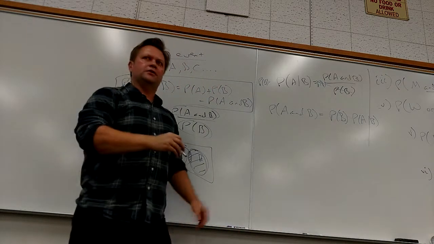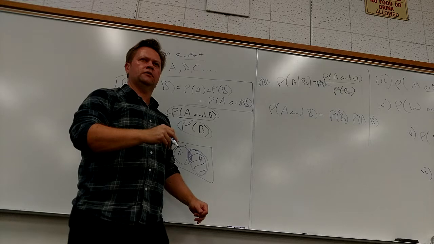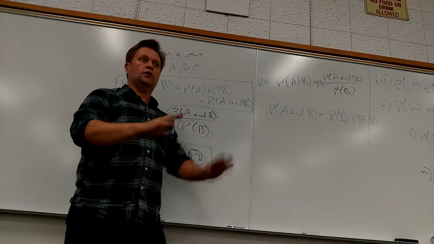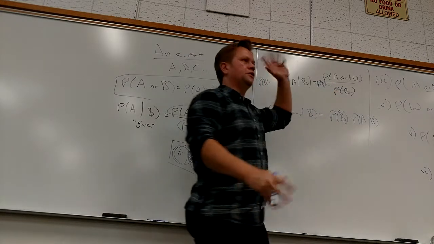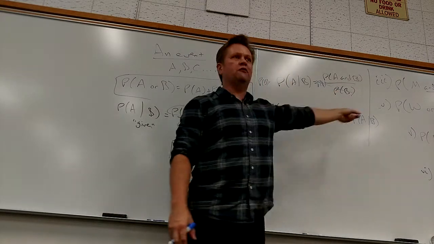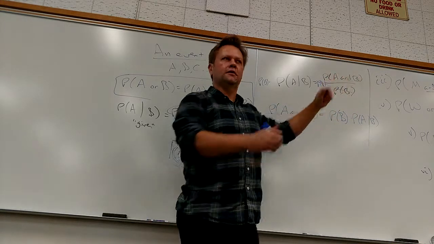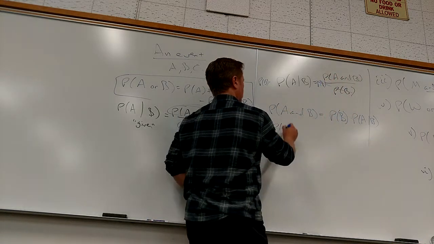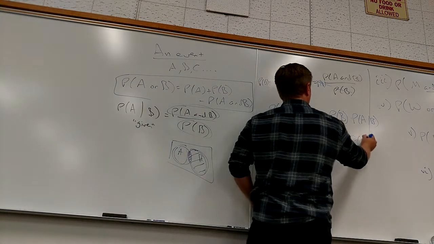Let's see if you guys can handle this. Everybody all right? Okay. Do you realize we just made a formula for and? Probability of A and B equals probability of B times probability of A given B. And the probability of A and B is also the probability of A times the probability of B given A.